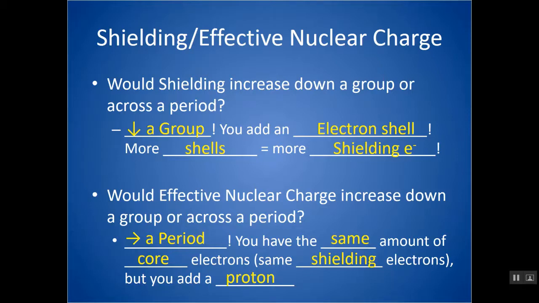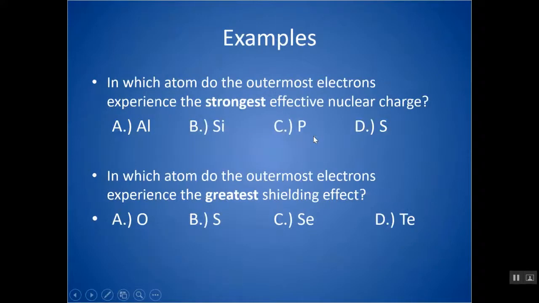When we're comparing things down a group, we're going to use a shell argument or a distance argument, or if you even want to talk about it in terms of a shielding argument.